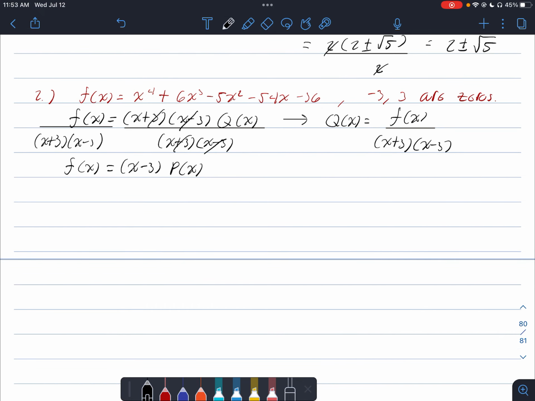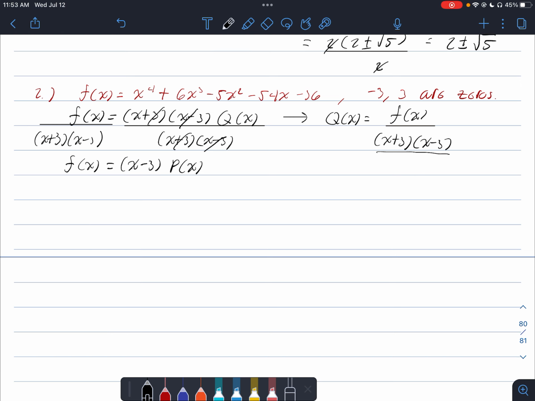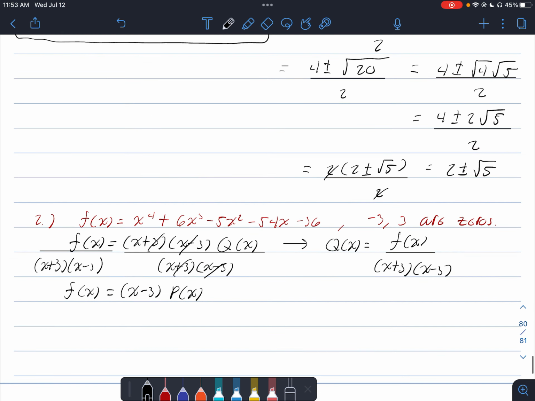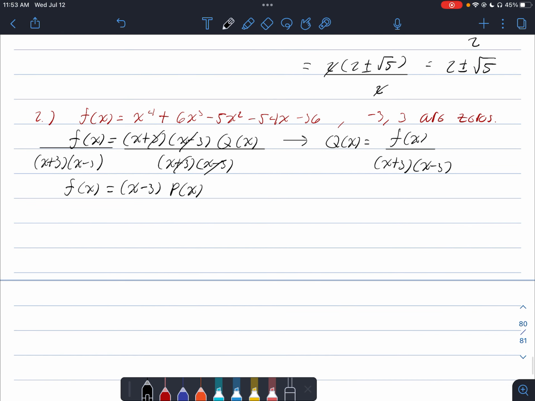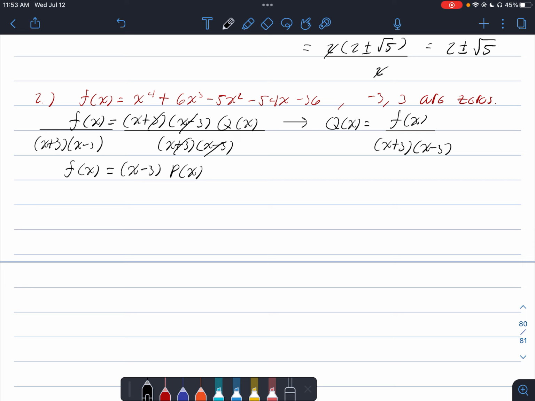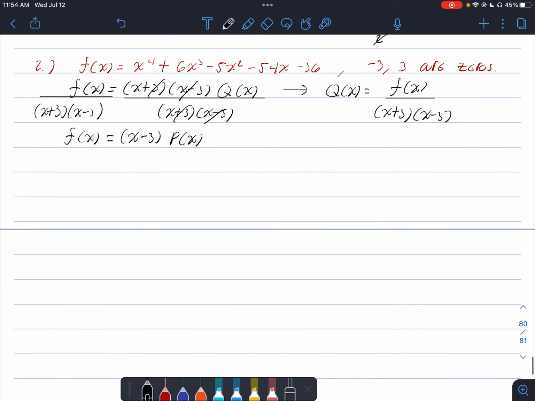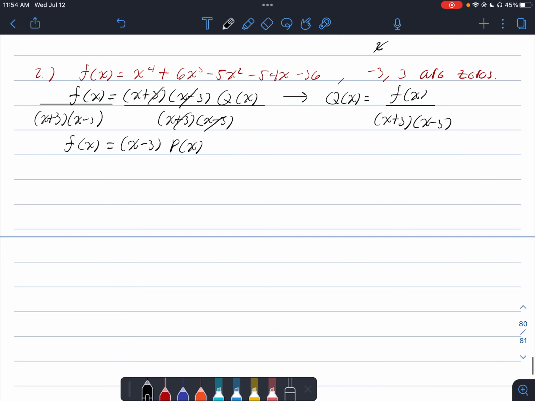That's just because I prefer synthetic division, but you can absolutely use polynomial long division by going ahead and foiling these out and then dividing f of x by the result of this multiplication here. That's fine. You can absolutely do that. Again, I just prefer synthetic division. A lot of times with these types of problems, there's several ways to get to the result you're looking for. So yeah, let's go ahead and do that.